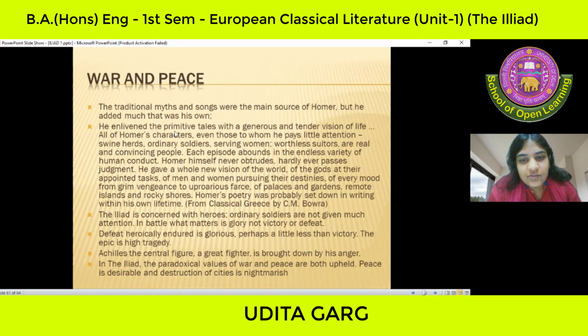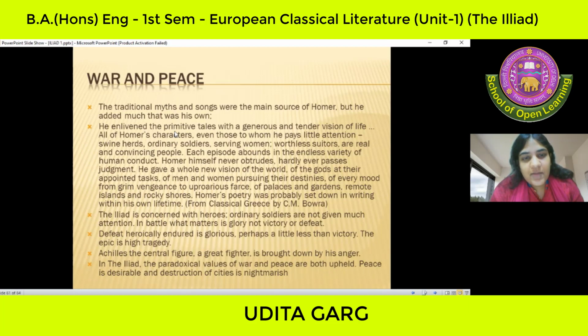Homer himself never obtrudes, hardly ever passes judgment. He gave a whole new vision of the world, of the gods at their appointed tasks, of men and women pursuing their destinies, of every mood from grim vengeance to uproarious farce, of palaces and gardens, remote islands and rocky shores. Homer's poetry was probably set down in writing within his own lifetime.